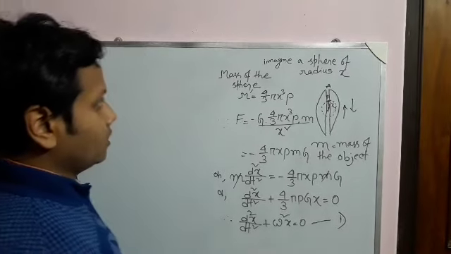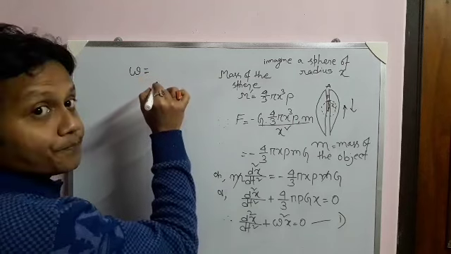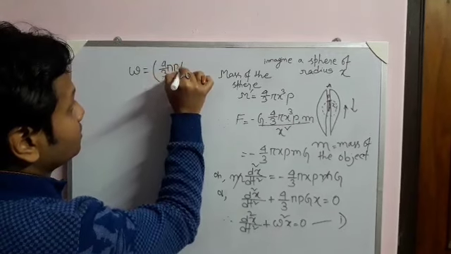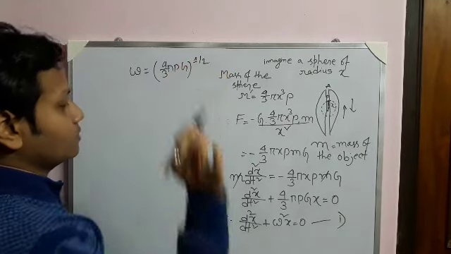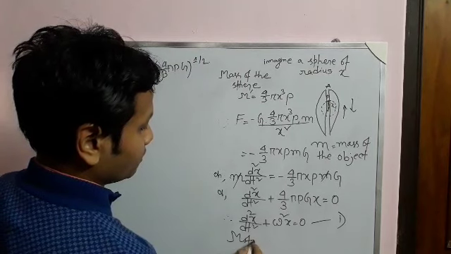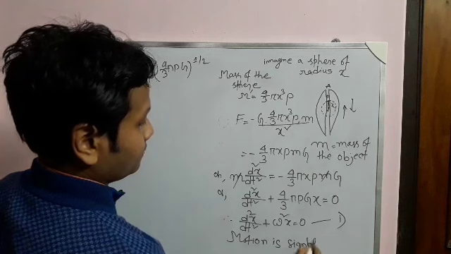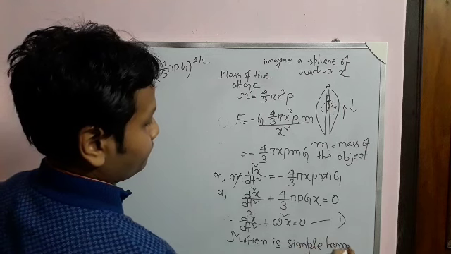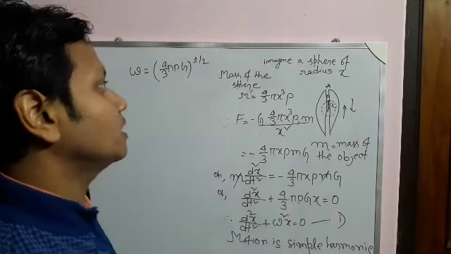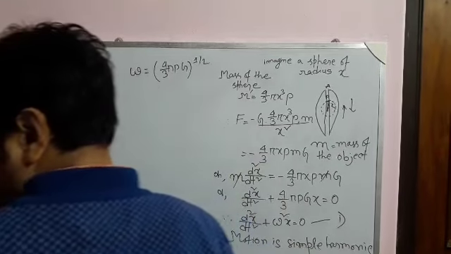Okay, where we get omega, this is nothing but 4/3 pi rho G whole to the power half. This is the angular frequency of oscillation. So basically the motion is simple harmonic. Okay, so we have seen that the motion is simple harmonic and the angular frequency of oscillation is this.